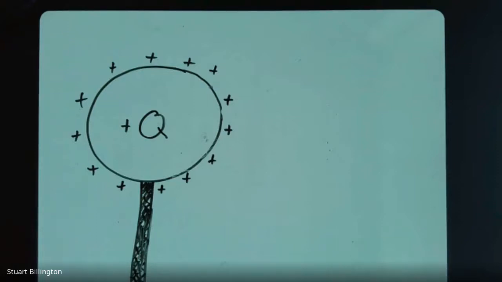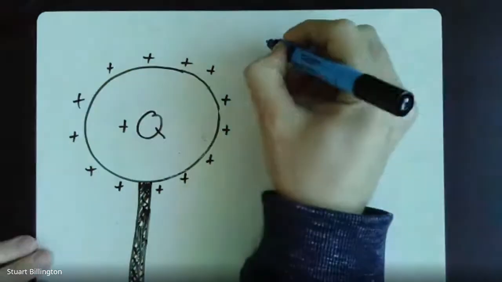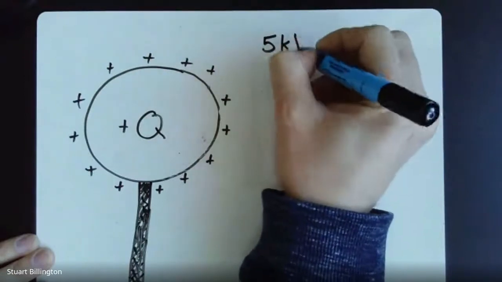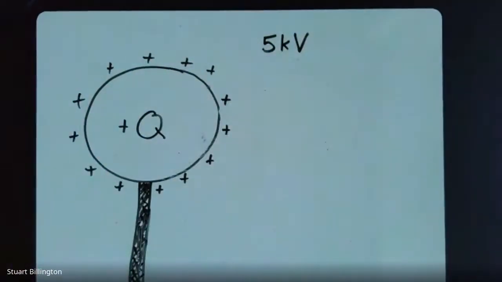And the amount of work that I have done, either in my imaginary spaceship to achieve this charged dome or using my power pack, is 5,000 joules for every coulomb that I moved.